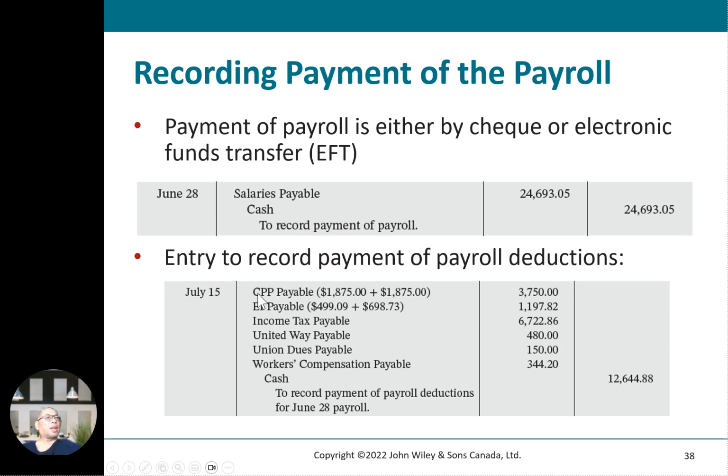July 15 here. CPP payable gives you detail here, 3,750. EI payable, income tax payable, United Way payable, Union Dues payable, workers' compensation payable. All are debited, and then cash is credited. This is to record payment of payroll deductions on the June 28 payroll.